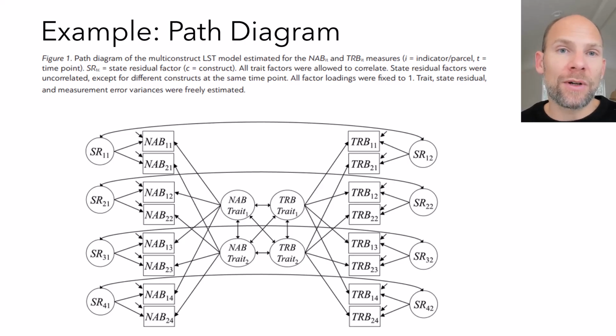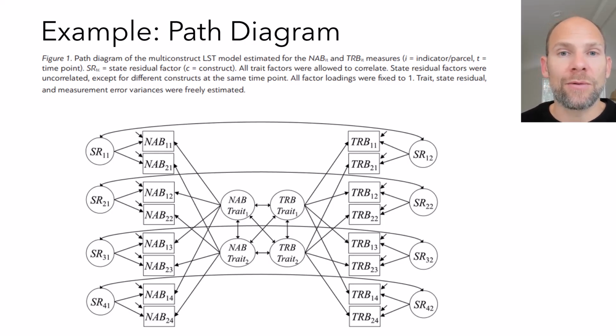Nonetheless, you would still need to include a description of the model in the text. For example, from this picture here, it's not clear whether factor loadings were estimated or fixed, or which factors were not allowed to correlate. Some of that is described here in the figure caption, as you can see. It says, for example, that state residual factors were uncorrelated except for different constructs at the same time point. So for example, SR11 and SR12 were allowed to correlate because they were measured at the same time point. And it is also indicated that all factor loadings here were fixed to 1. Trait, state residual, and measurement error variances were freely estimated.